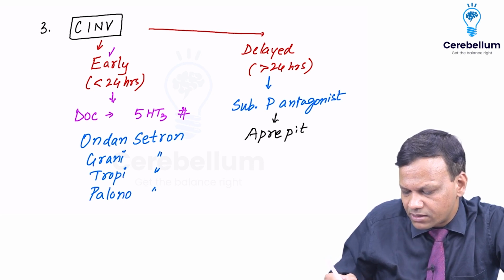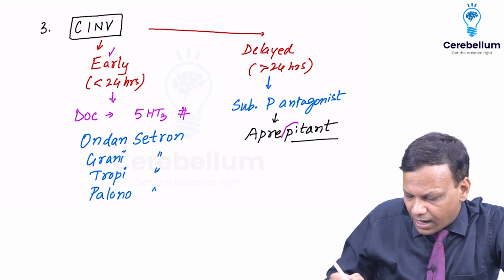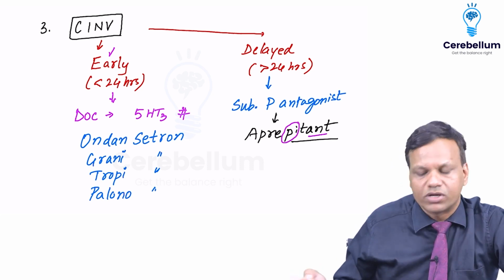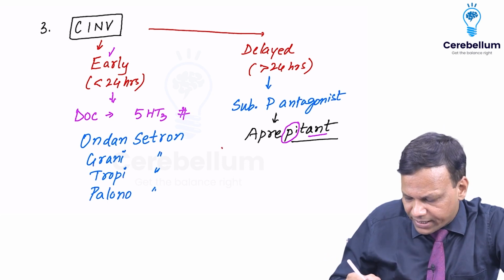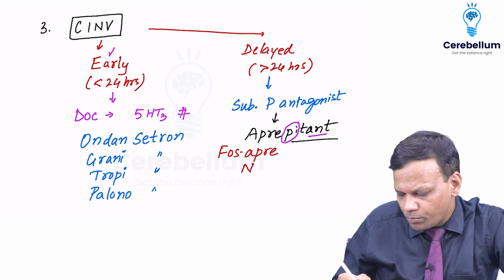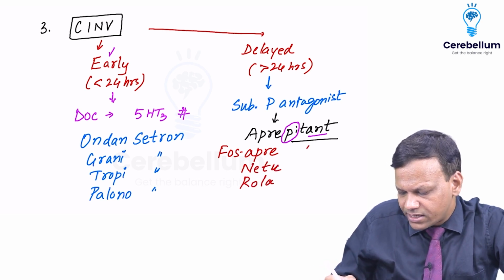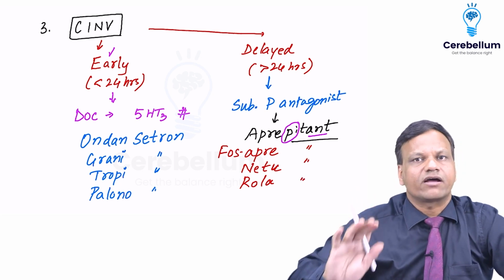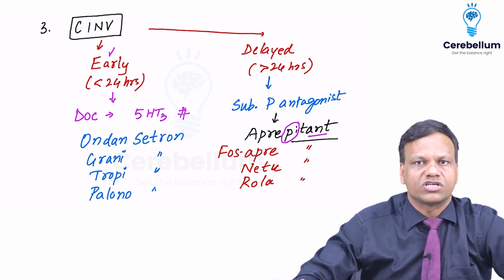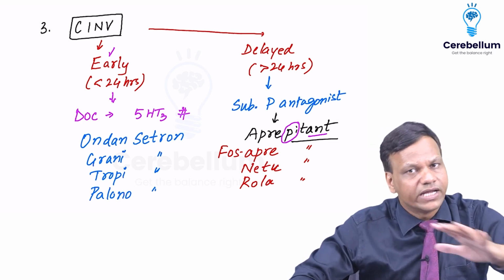Remember, the names of this drug end with pitant. Pitant says it is a substance P antagonist. So examples are aprepitant, fosaprepitant, netupitant, rolapitant. So the drug names ending with pitants are the drug of choice for delayed chemotherapy-induced nausea vomiting. Early vomiting, it is cetrons. If they do not mention early or delayed, it is cetrons.